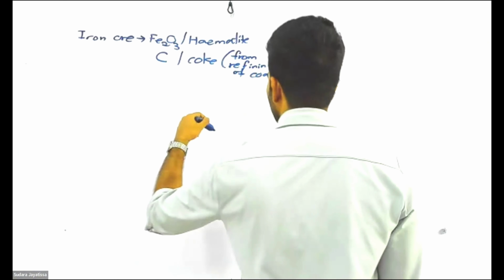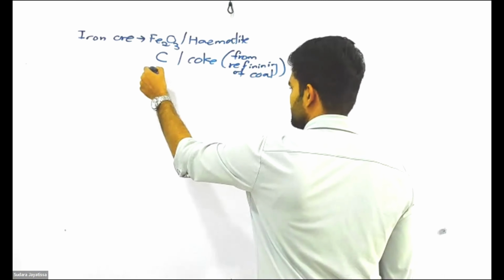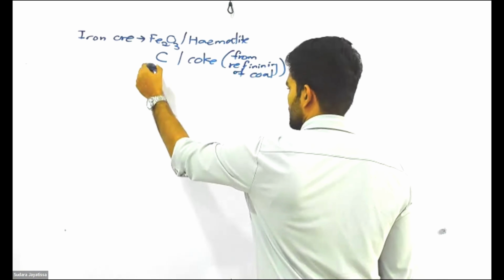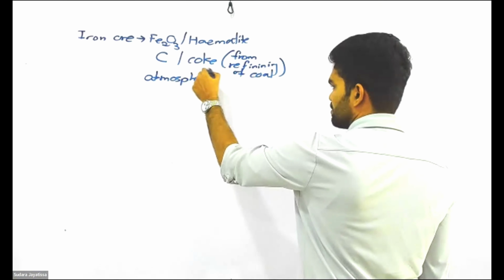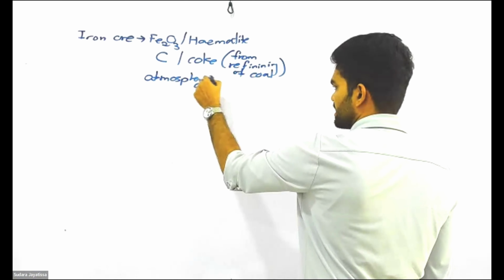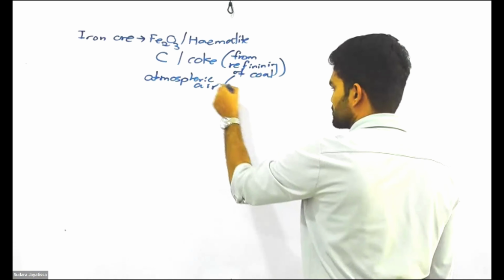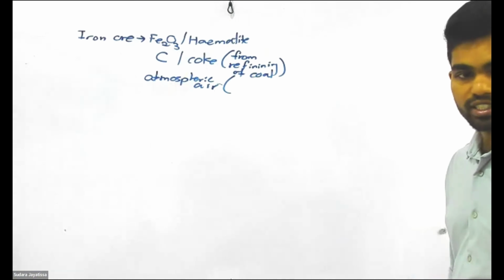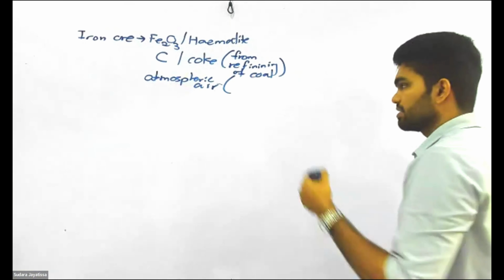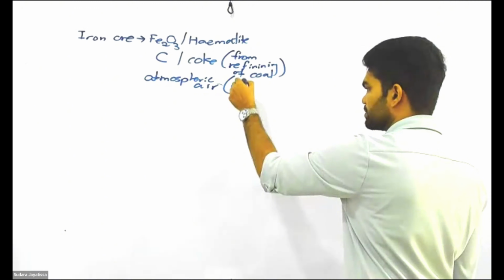And then we use, like I said, atmospheric air. From atmospheric air, what are we expecting? Atmospheric air contains a majority of nitrogen and oxygen. So I expect to use this oxygen.